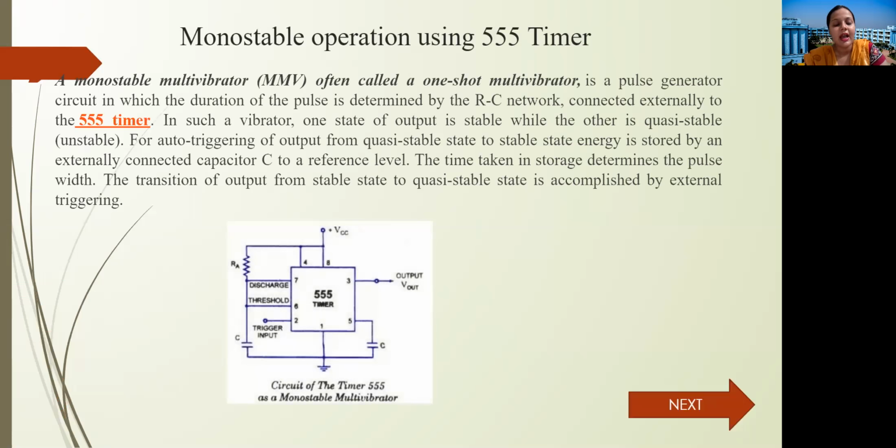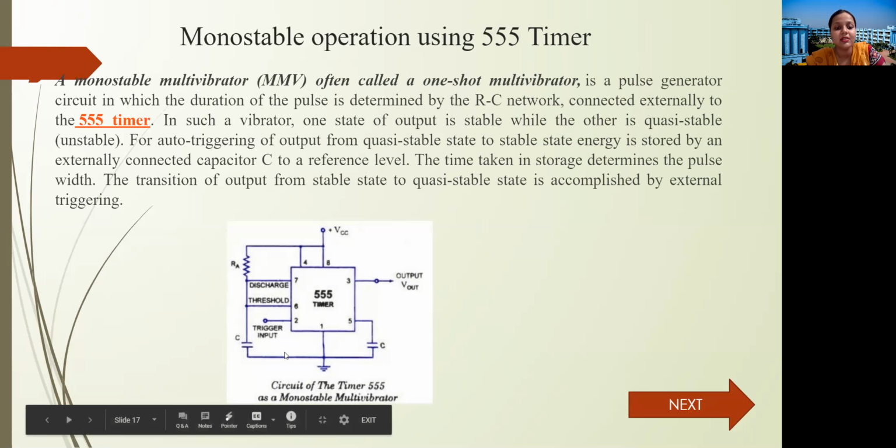Monostable. As I've already told you, monostable is a one-shot multivibrator. It has one stable state, one quasi-stable state, and the pulse of the square wave will be determined by the external RC network. Here we can see in the circuit, the external RC is being connected, right? Now let us see the operation.